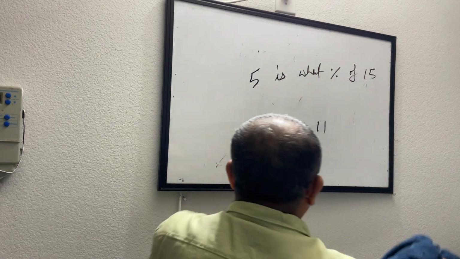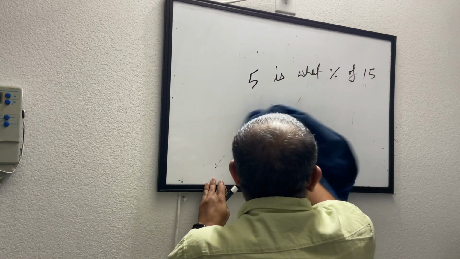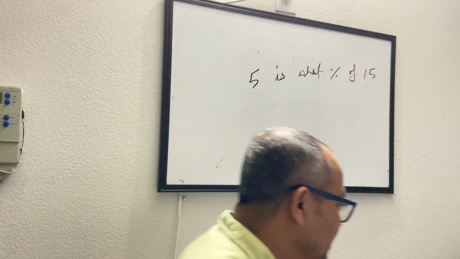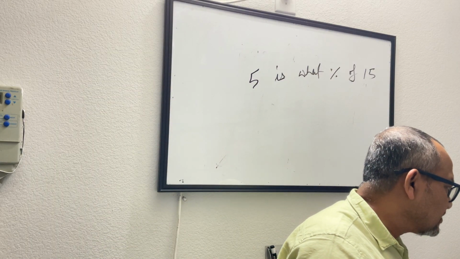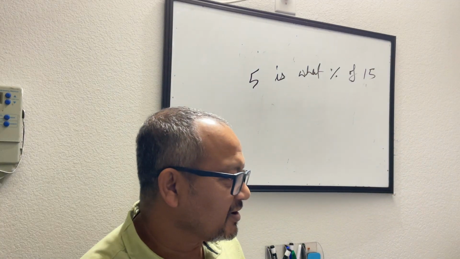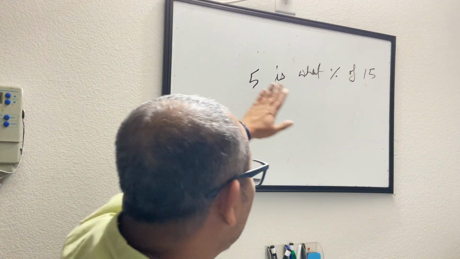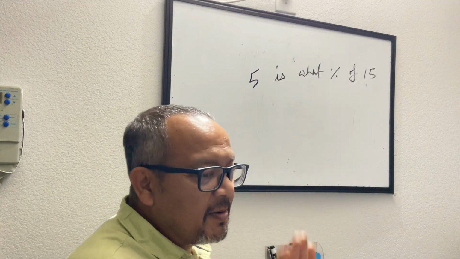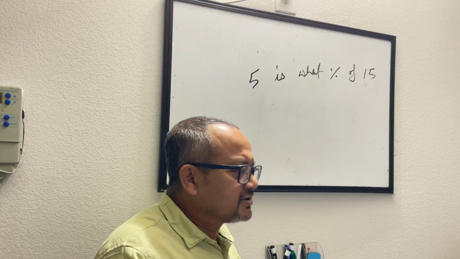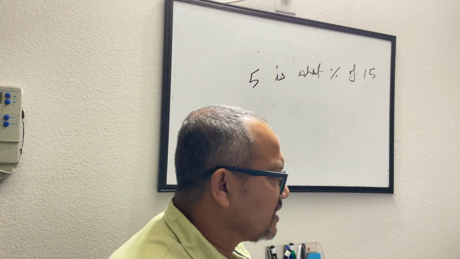Now, let's first solve this one. Okay? 5 is what percentage of 15? Okay? Kian, any luck with that one? I got it. 33.3. Yeah, spot on. You got it. Now, let's see how I'm doing it. Something that I don't know, I will give it a name like X or Y or A or B or C, whatever I feel like. Okay?